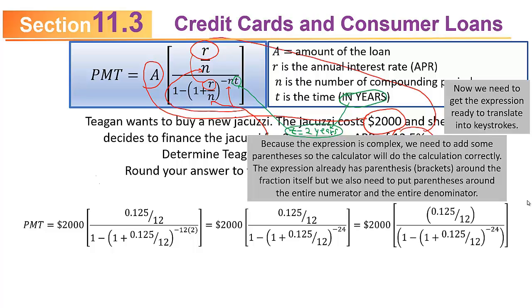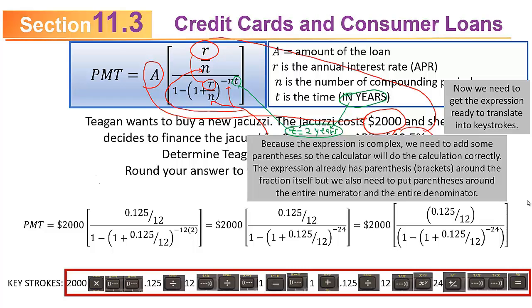You'll notice that what I've done so far is just get the expression ready to most effectively type it into the calculator. So I went ahead and multiplied the exponent values together to get a single value, and I put parentheses around the entire numerator and denominator because there was a fraction within the fraction. That's always a good idea. Now the expression is ready to type into the calculator.